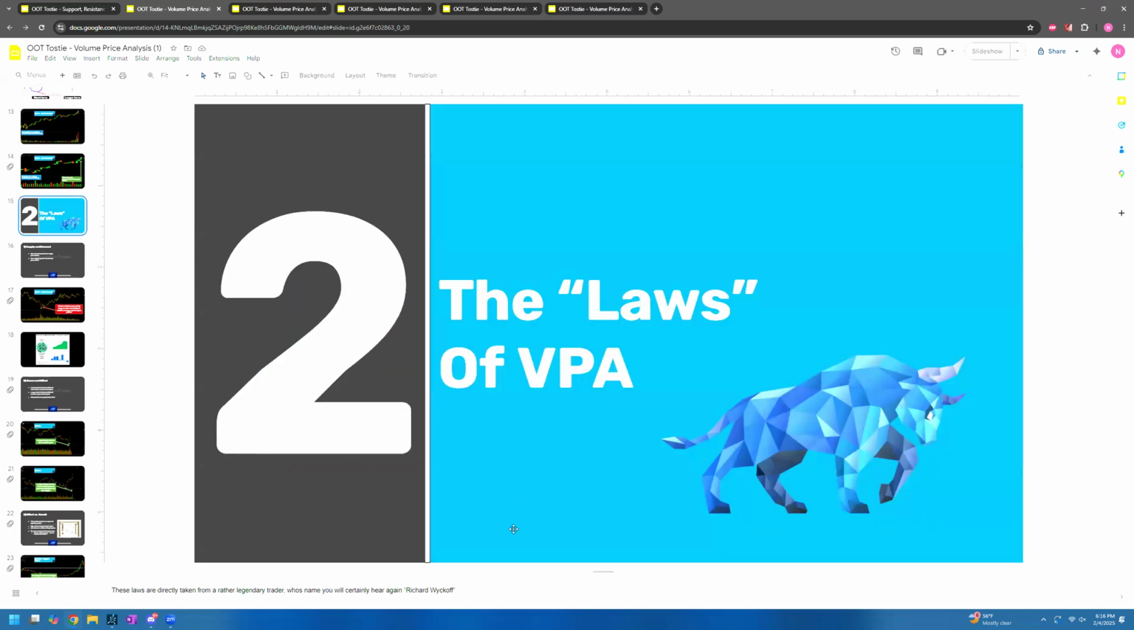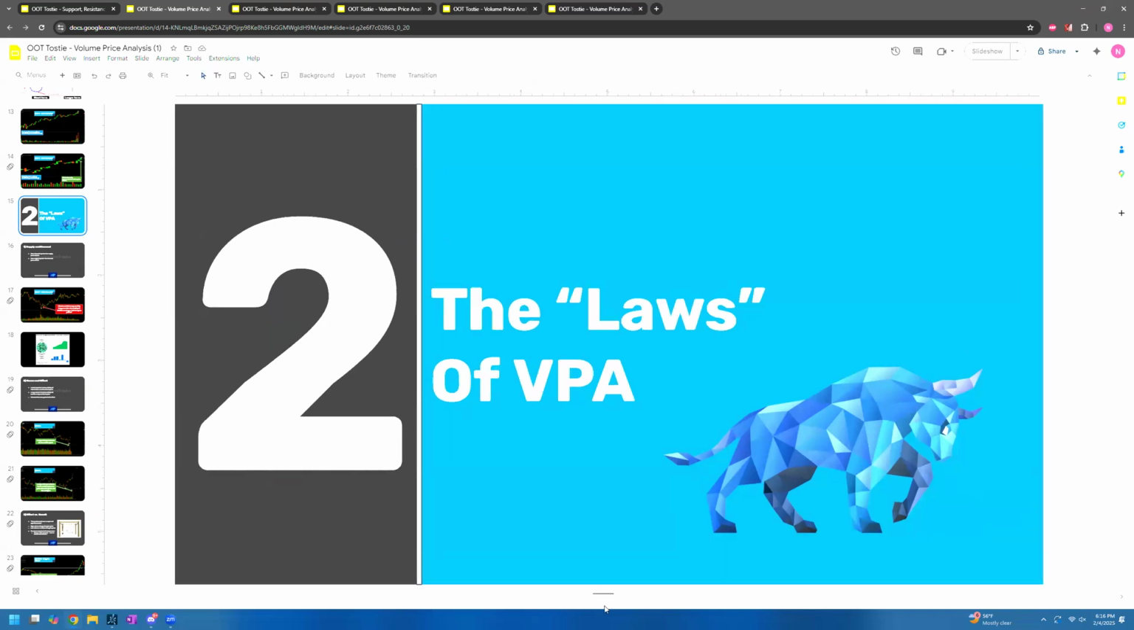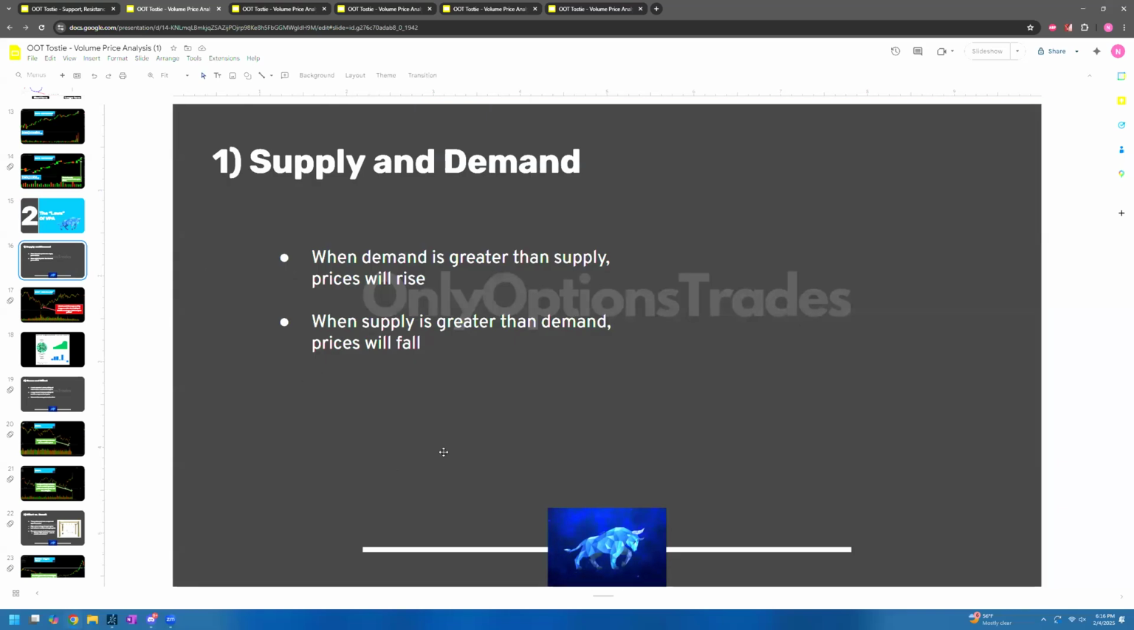With volume price analysis, there's three main rules or pieces of guidance to pay attention to. The first one is the law of supply and demand, which we've talked about before. Very simply put, when demand is greater than supply, prices will rise. When supply is greater than demand, prices will fall.